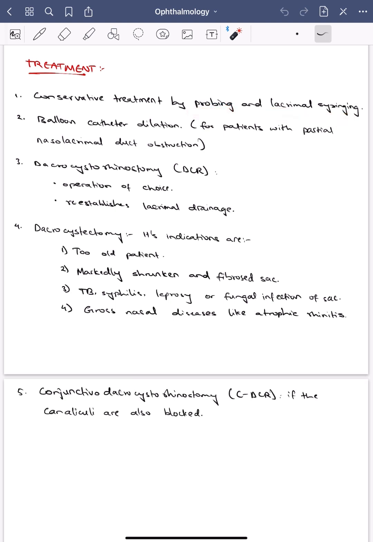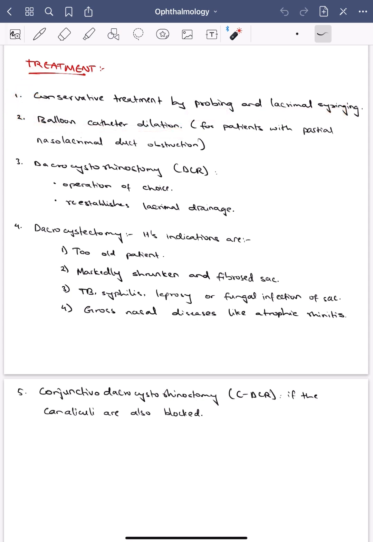Second is the balloon catheter dilation. Now this is for patients with partial nasolacrimal duct obstruction. So a balloon catheter is inserted and dilated, and this will relieve the blockage in the nasolacrimal duct. So the first two treatment options are probing and lacrimal syringing or balloon catheter dilation.